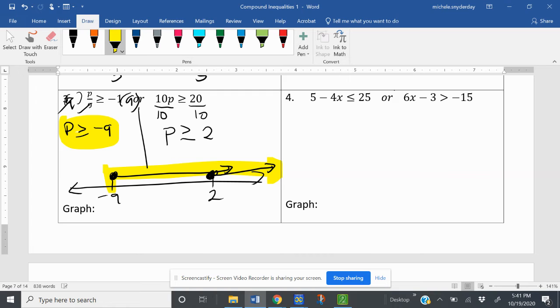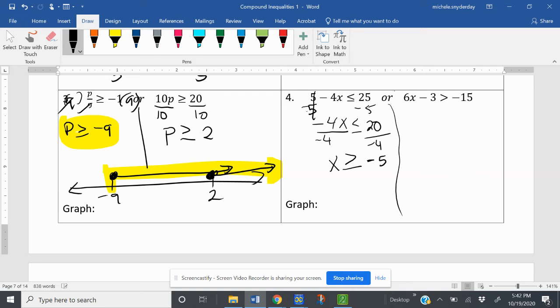Last example, we've got 5 minus 4x, so the opposite of having a positive 5 is to subtract 5 on both sides. Those go away, and I've got -4x is less than or equal to 20 minus 5, or 25 minus 5 is 20. Divide both sides by a -4. Remember, we're dividing by a negative number, so we have to change the direction of the inequality. Positive divided by negative is a negative, and 20 divided by 4 is 5. So we've got x is greater than or equal to -5.